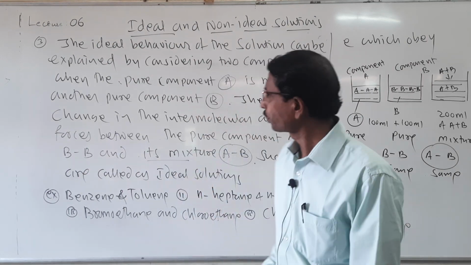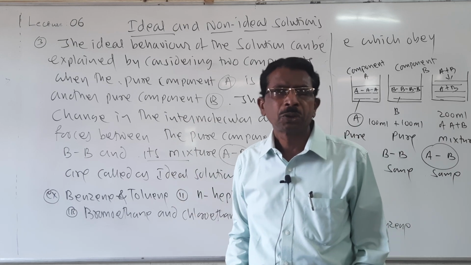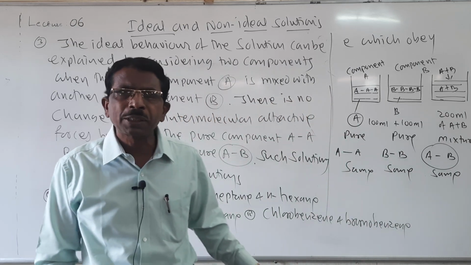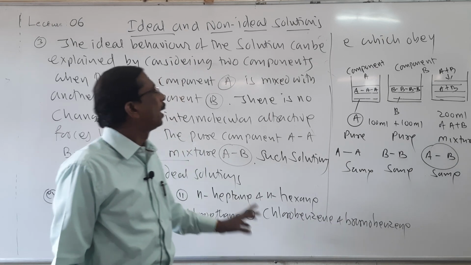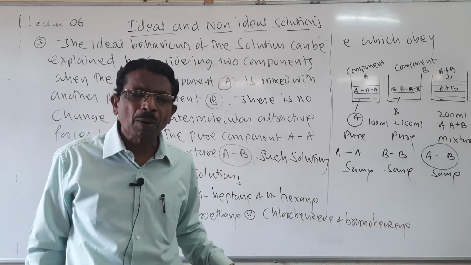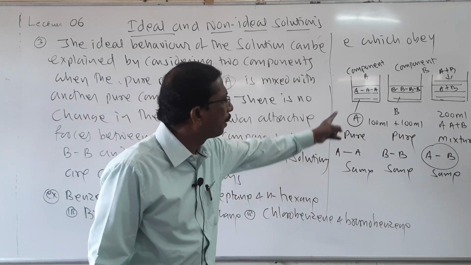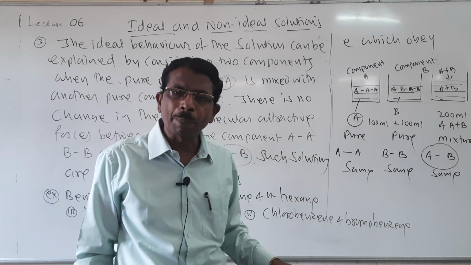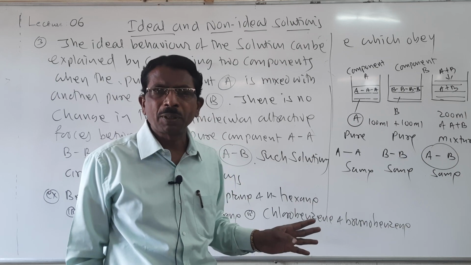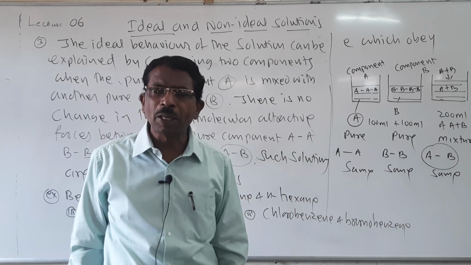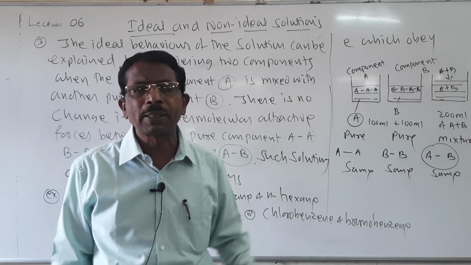So students, these are called the characteristic properties of ideal solution. Remember once again, ideal solutions are those which obey Raoult's law at all concentrations. When the two components A and B are mixed, there is no change in enthalpy, delta H mix is 0. Heat is neither evolved nor absorbed. And there is no change in volume when both components are mixed, so exactly 200 ml of mixture is there.